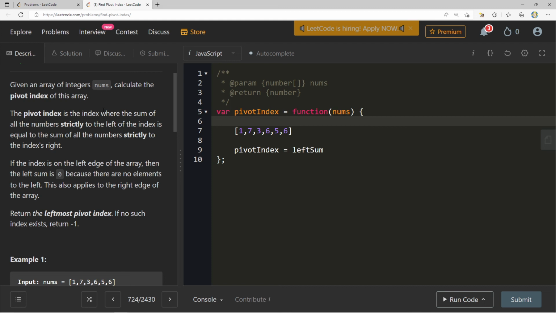Pivot index equals, it's not so much that like left sum, or I guess we can say the left sum minus, I guess whenever 0 equals right sum minus left sum, and that's like pivot index. Whenever that becomes the case, but I'm trying too hard right now to remember a question I did before.